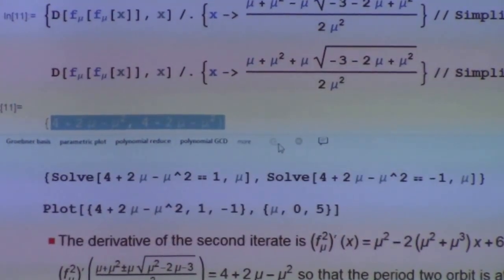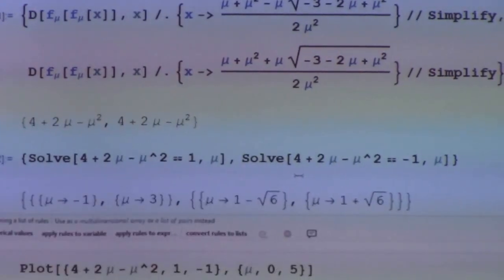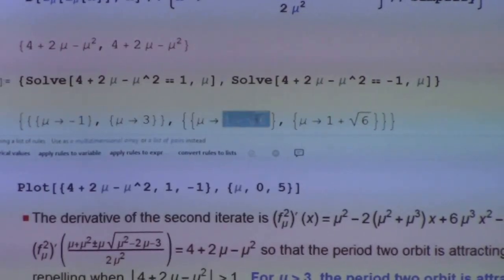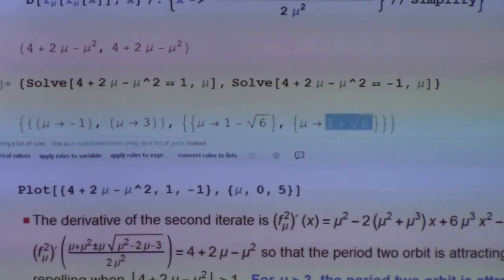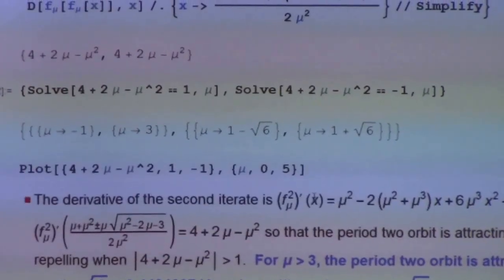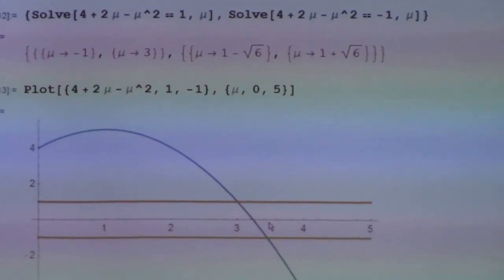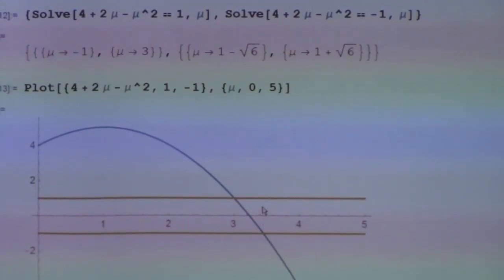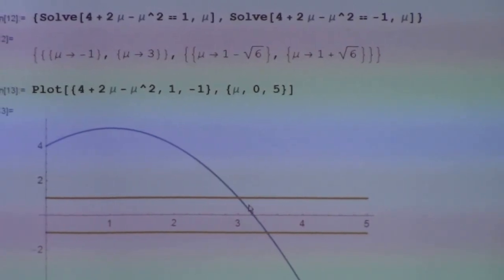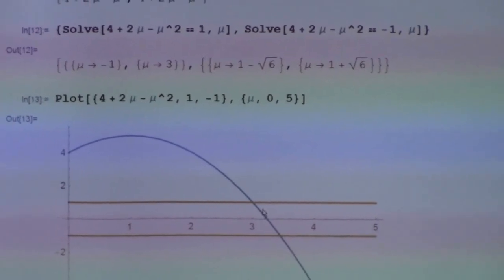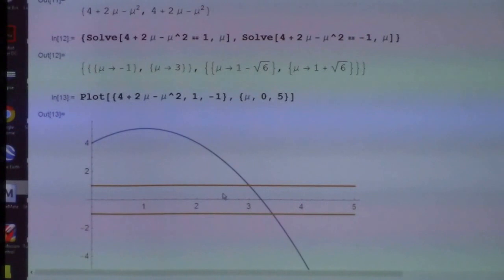When is that equal to 1 or equal to negative 1? I use solve to solve for those. I can ignore the negative values of mu because I'm focused on mu as positive. These two values, 3 and 1 plus square root of 6, are where these derivatives equal plus or minus 1. You can also look at the graph of that function to see where it equals plus or minus 1. Essentially, it's this window of mu values between 3 and right here. That's 1 plus square root of 6, about 3.45 or something. It's that window of mu values that the 2-cycle is attracting, actually. It doesn't exist when mu is less than 3, as real numbers, at least. When mu is bigger than 1 plus square root of 6, this graph is below the green line, so the 2-cycle becomes repelling, is the idea there.